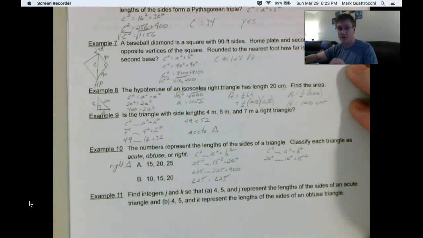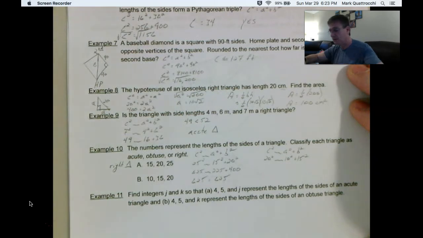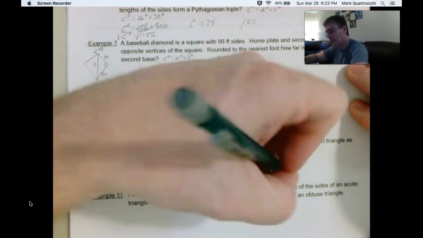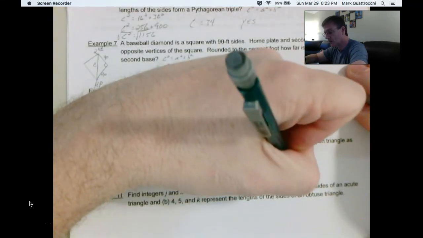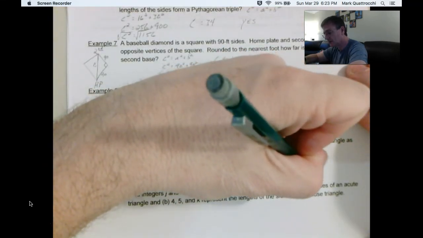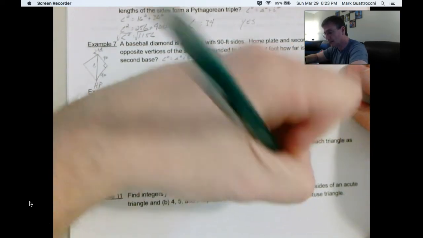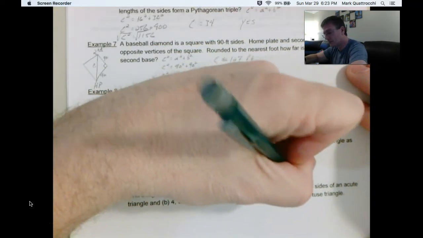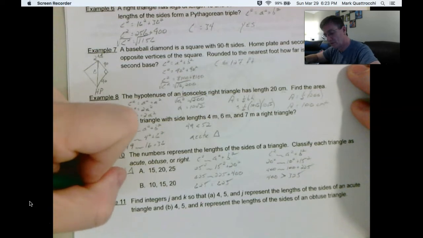So let's still figure out what type of triangle it is. I can actually do it with 2, 3, and 4 using slightly smaller numbers here, make the arithmetic a little bit easier. But you're going to get the exact same answer because they're similar to each other. 400 blank 100 plus 225. 400 is greater than 325. And since we have greater than, we have an obtuse triangle.